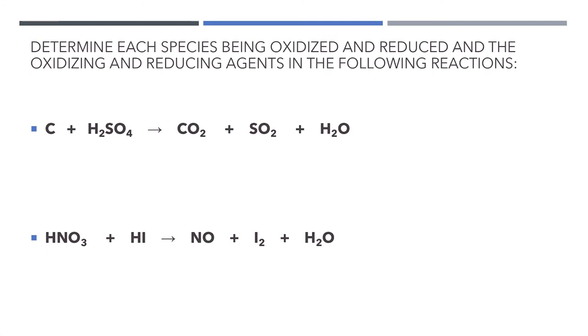All right, so the first one, I've got carbon. It's in its elemental form by itself, so I'm going to put a 0 above that. Hydrogen is going to be +1. Oxygen is -2 here. So then I've got a total of -8 coming from oxygen, a total of +2 coming from hydrogen, so sulfur is going to be +6.